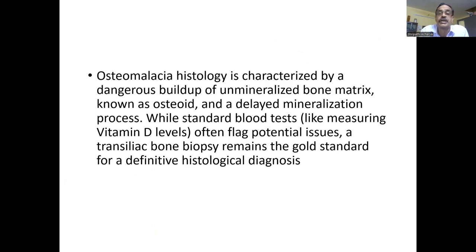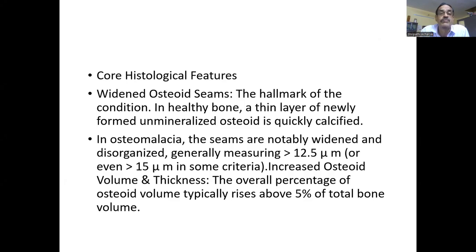Osteomalacia histology is characterized by a dangerous buildup of unmineralized bone matrix known as osteoid and a delayed mineralization process. While standard blood tests like measuring vitamin D levels often flag potential issues, a transiliac bone biopsy remains the gold standard for a definitive histological diagnosis. Core histological features: widened osteoid seams, the hallmark of the condition.